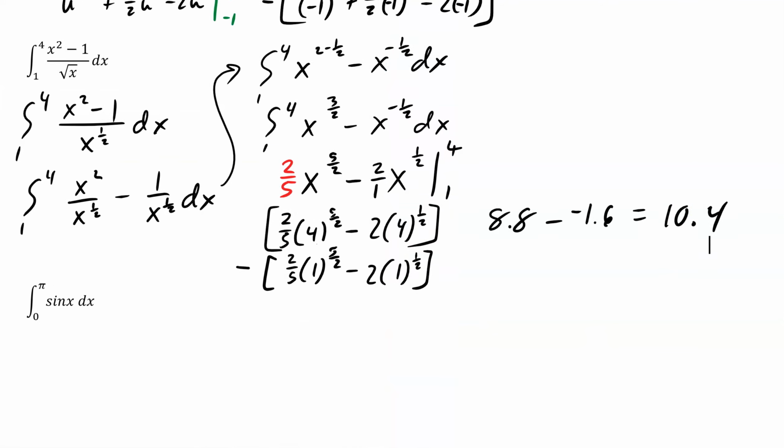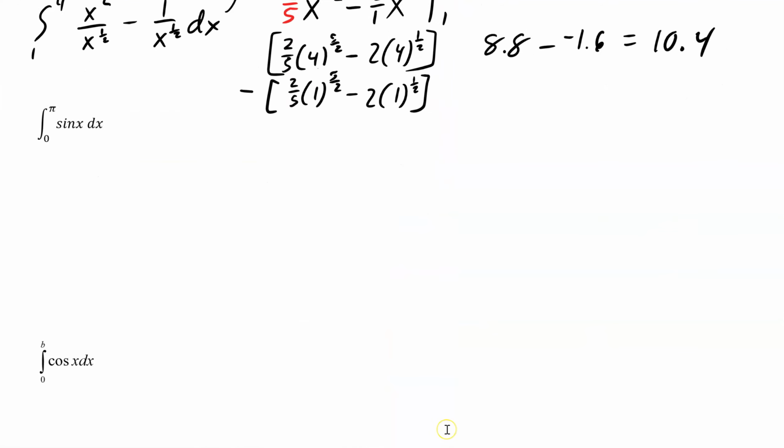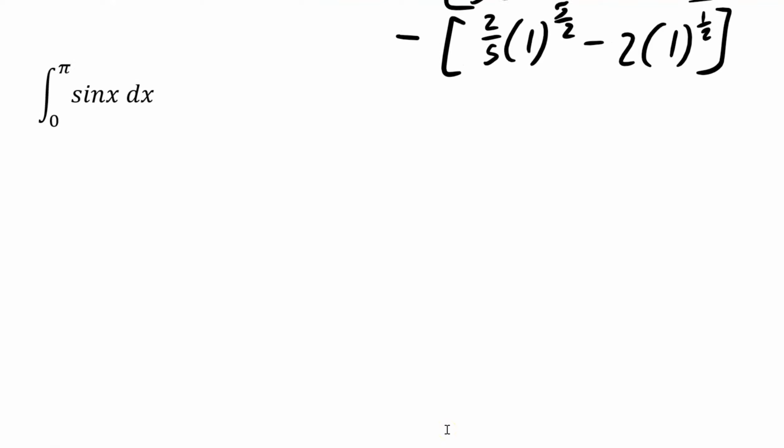All right, let's try one with a trig function. So we have sine x. So what's the antiderivative of cosine? I just said it. It's sine x. But remember, if you have a sine, it's got to be negative cosine. And we put pi and 0. So we're going to have negative.